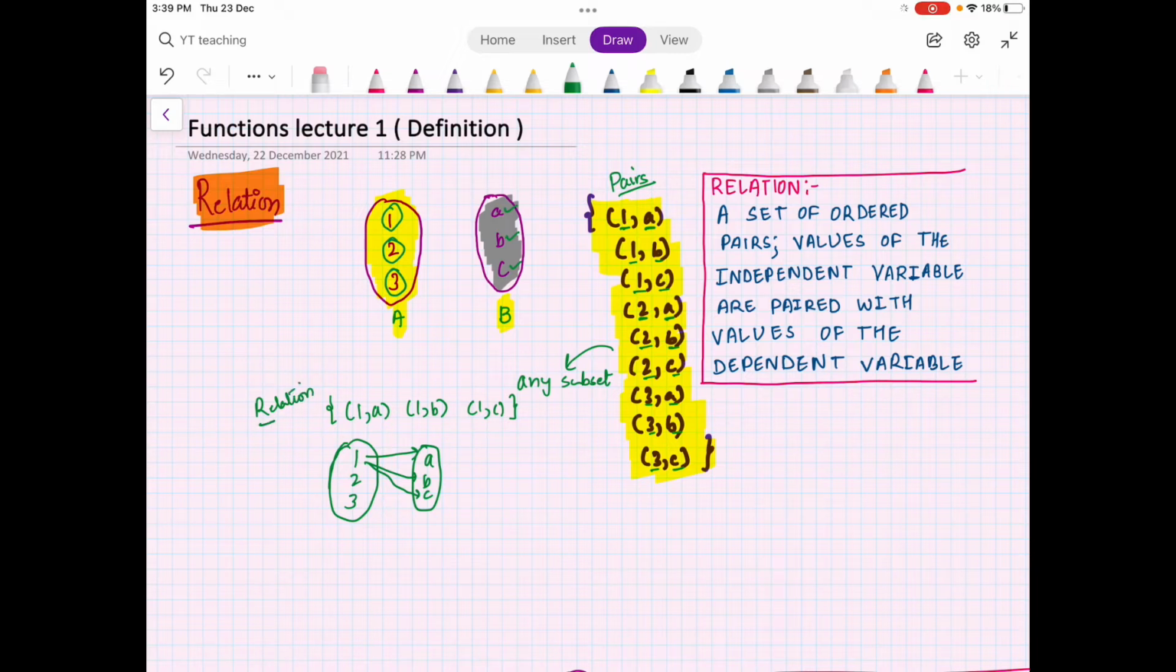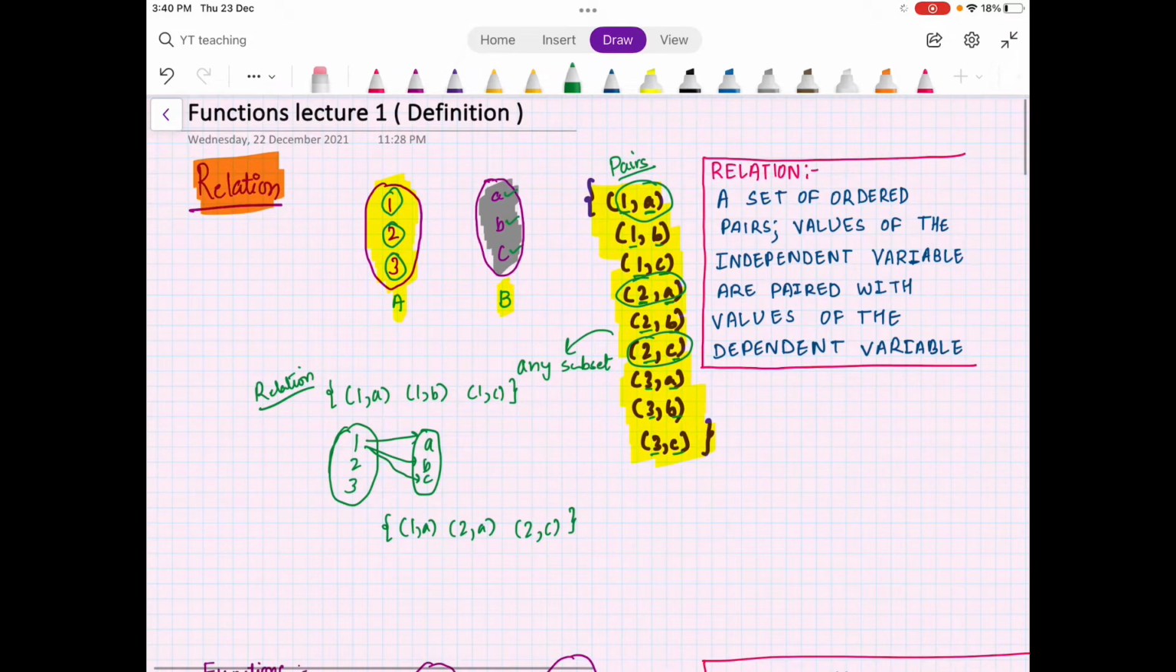I can choose another set. For example, I can choose 1A, 2A and 2C. This is also a relation. How does this relation look? You have 1, 2, 3 and you have A, B, C. Here 1 is related to A, 2 is related to A and then 2 is related to C. So a relation is any subset.